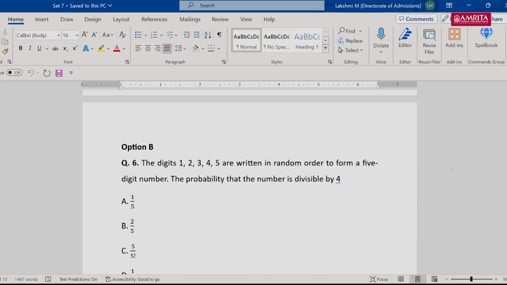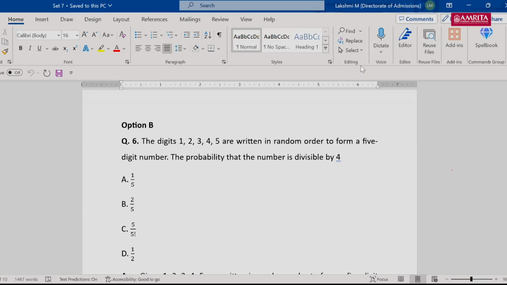This is a very interesting question. I want all of you to answer this.